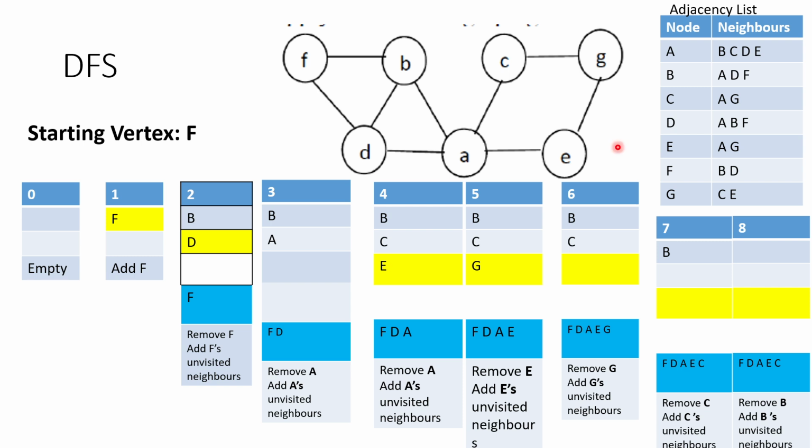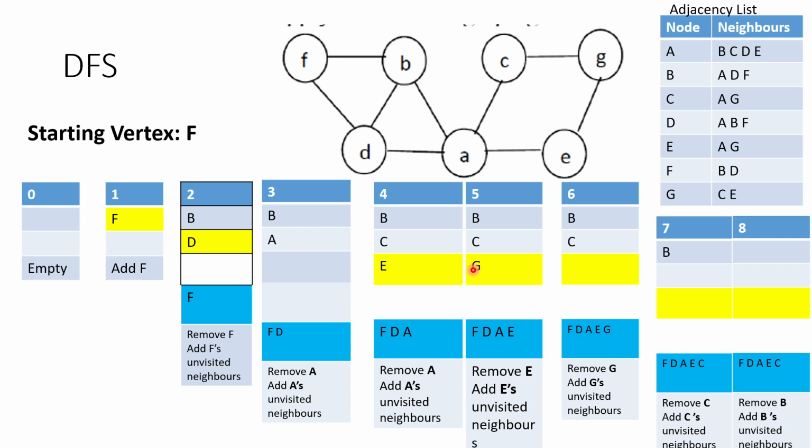What are its neighbors? A and G. But A is already visited, G is unvisited. You have to add only G. The next node that we are going to visit is G. G is removed from the stack.